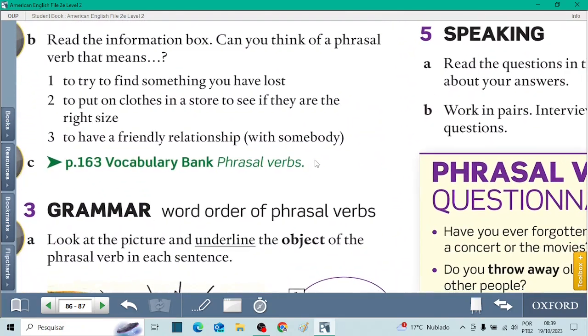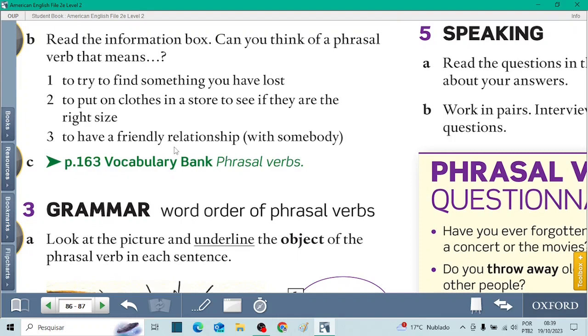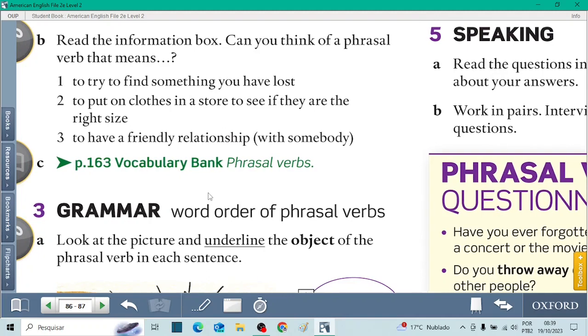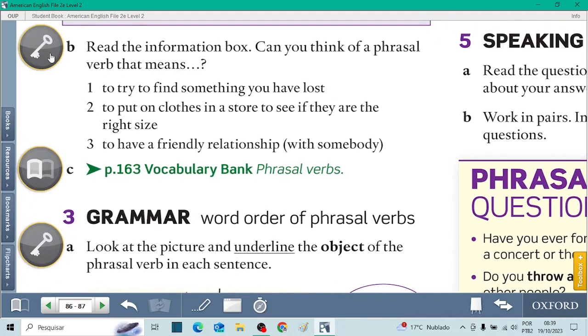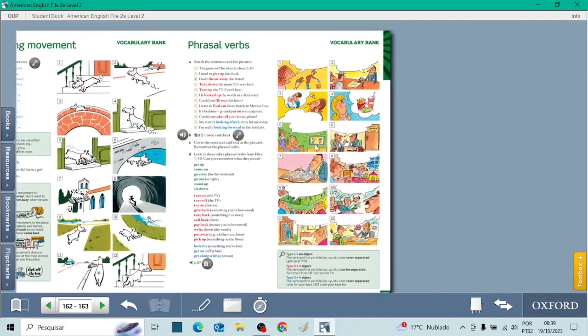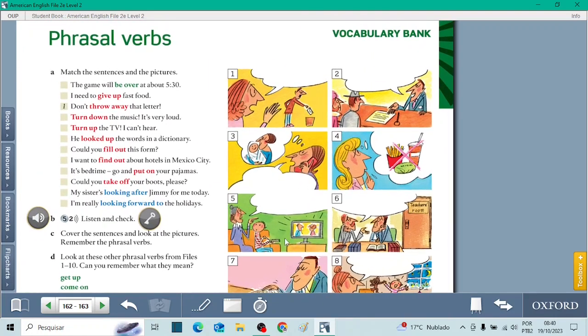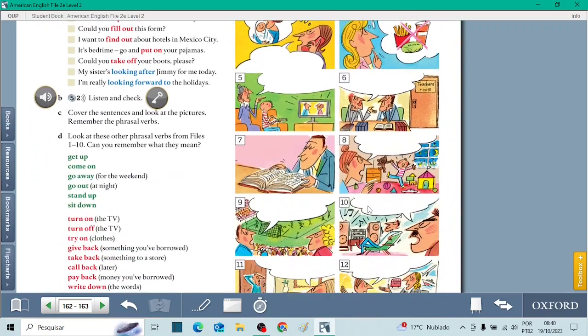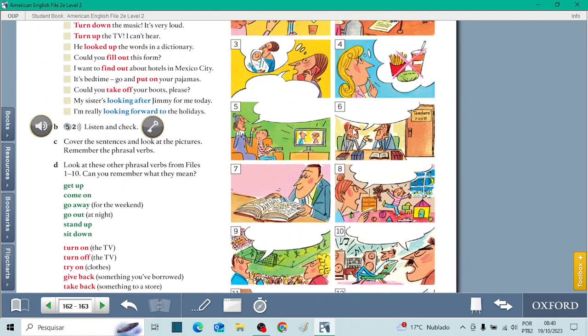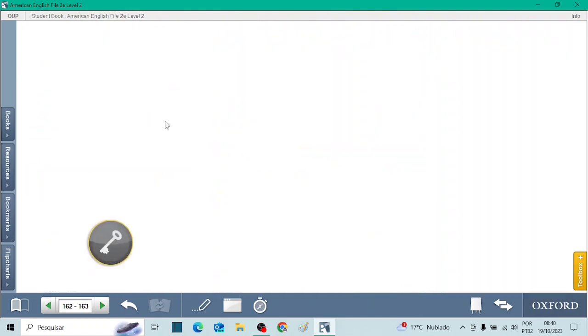Now, in B, after reading this information box, can you think of a phrasal verb that means these things? Think of some examples. Okay, let's check your answers. Here we have some examples. Let's go then together to Vocabulary Bank, page 163, and learn a few more phrasal verbs. Come on. Match the sentences and the pictures. Let's go. Pause the video. We have some pictures here. Try to match them with these phrasal verbs. Do it.